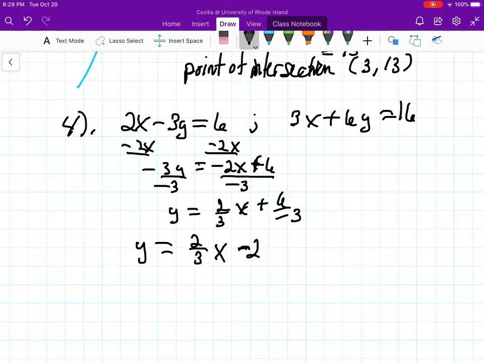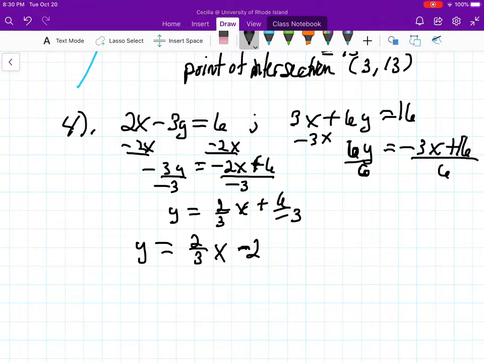All right, now let's move on to the second line and solve it for getting it into y equals mx plus b form. So we're going to subtract the 3x from both sides, and then we're going to divide by 6. And remember, we have to divide each term in the numerator by that 6. So the first one is going to give us negative 1/2, right? Negative 3 over 6. And then we're going to get plus 16 over 6.